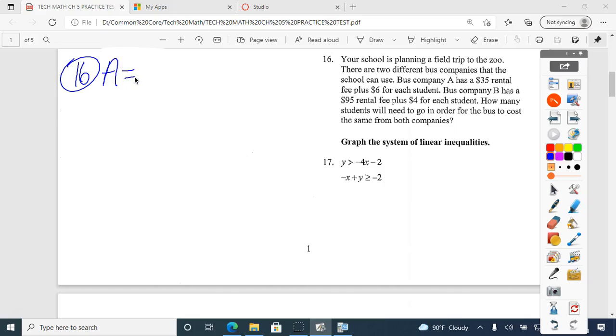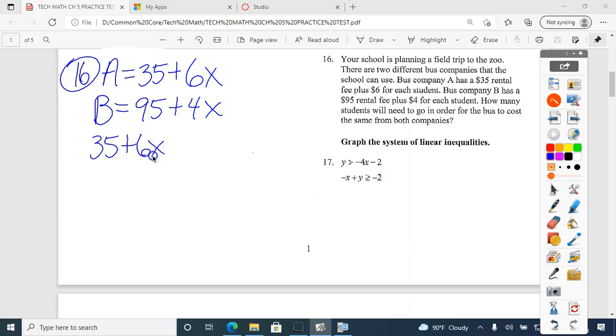How much does it cost for company A? The rental fee is $35 plus $6 per student. So I'm just going to call the students x. Company B. How much? $95 for the rental fee, plus $4 per student. And just like the ones we just finished, we're going to set these equal to each other. 35 plus 6x equals 95 plus 4x.